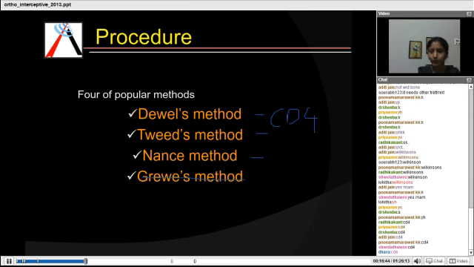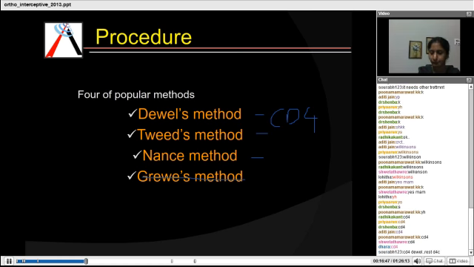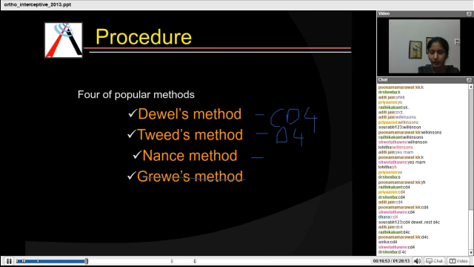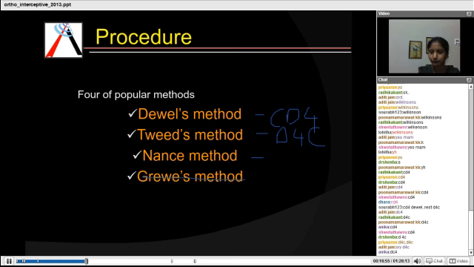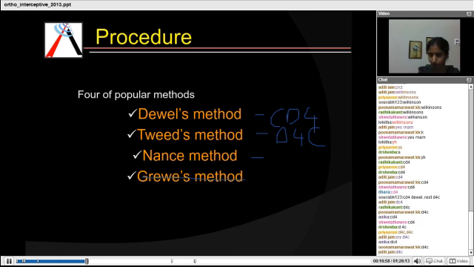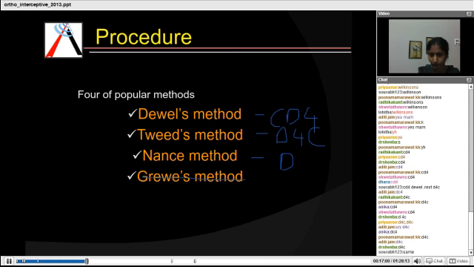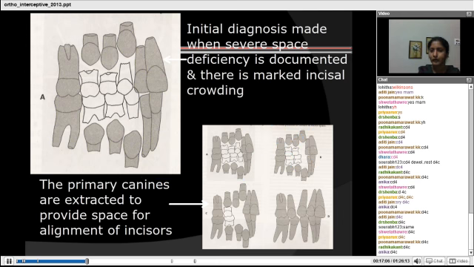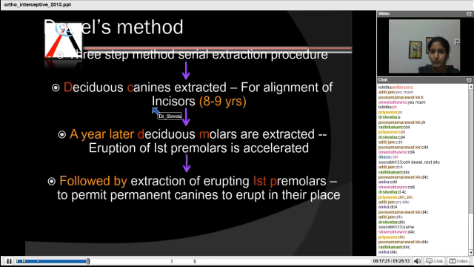CD4. Tweed's, yes, both are D4C. Nance, yes, this is also D4C. Okay. So in Dual's method, what you do is you remove the primary canine. First you remove this primary canine. Then you remove the deciduous molar. And then you remove the first premolar. That is the order of Dual's method.